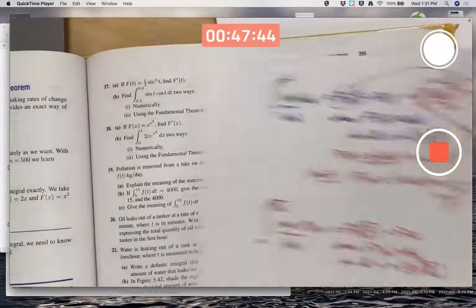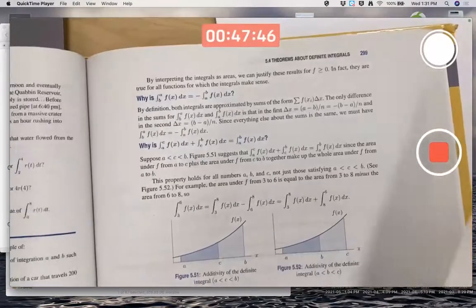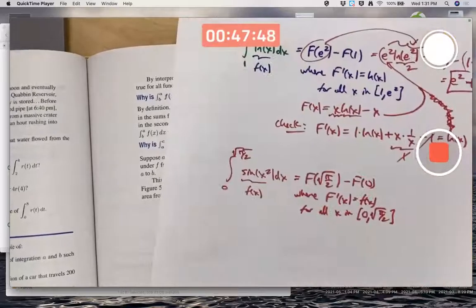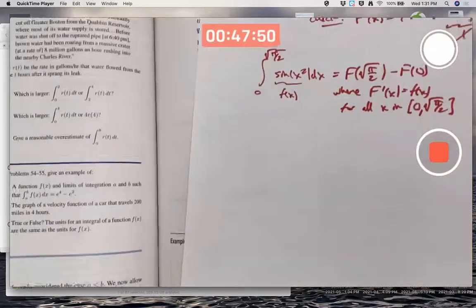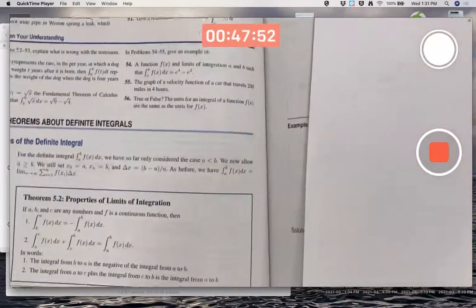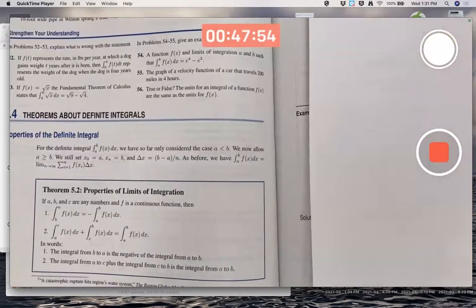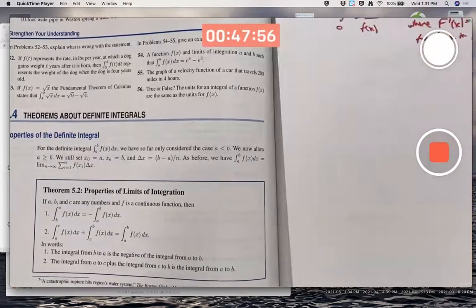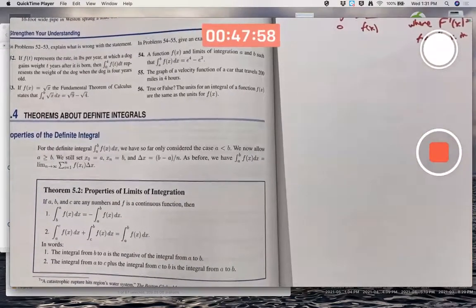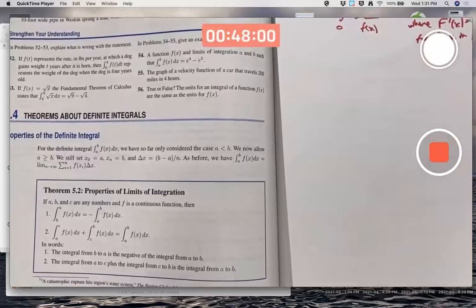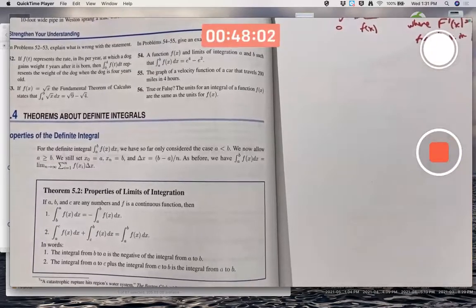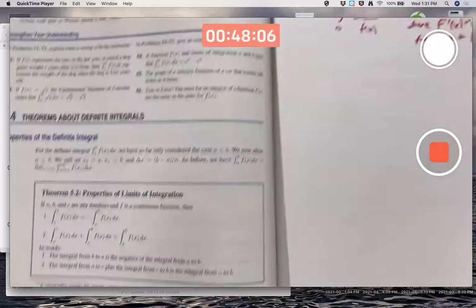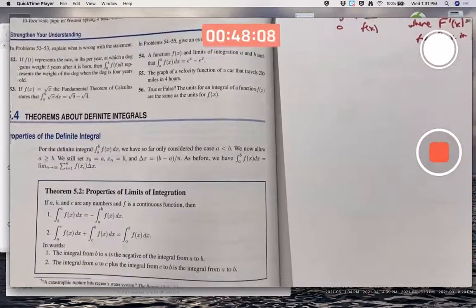To end class today, we'll look at section 5.4. 5.4 has a bunch of properties of integrals, a bunch of theorems. Let's just summarize the theorems. And you should be able to apply these in problems that are conceptual in nature. Properties of integrals are really important, just like properties of derivatives are.